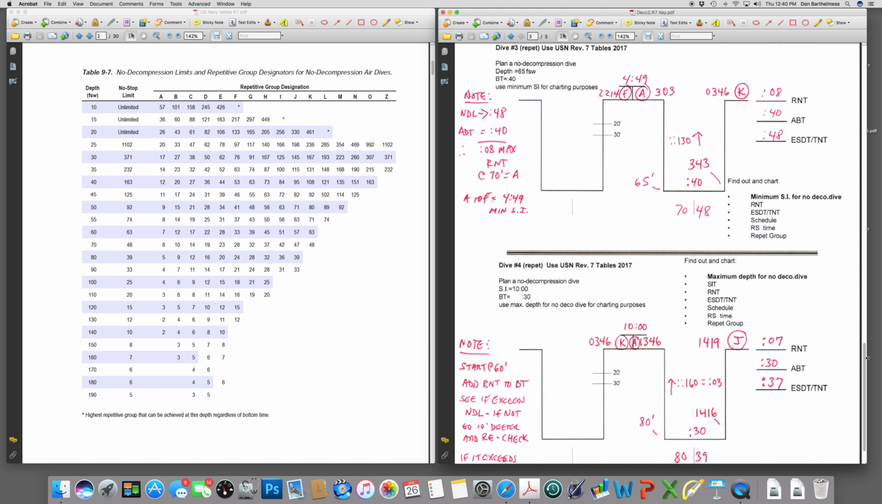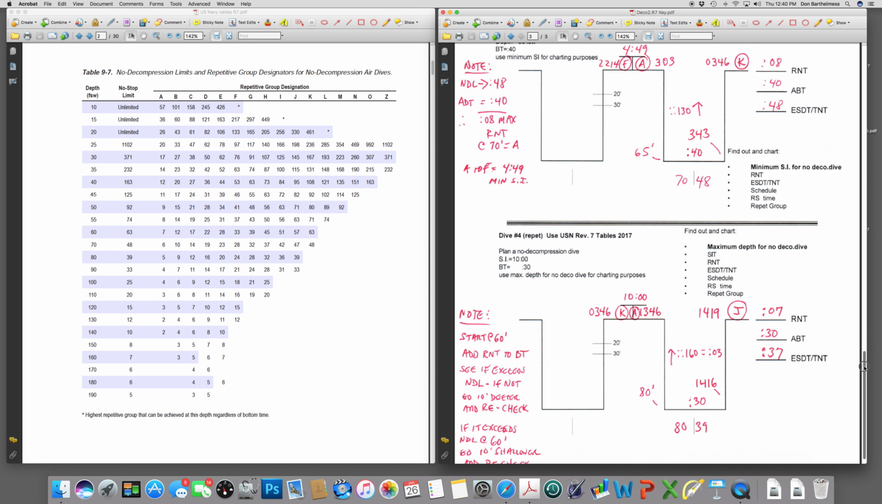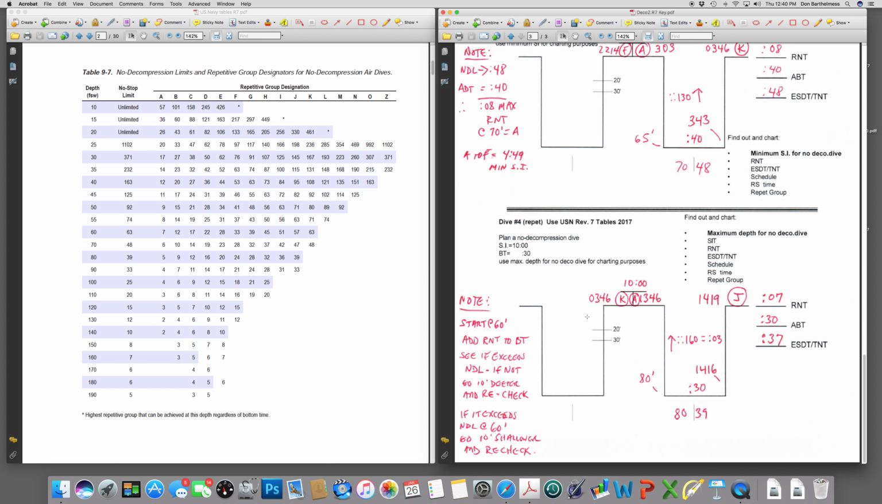Again, just like the prior example, this one tends to confuse students where to begin. And what I tell everybody to do, the first step is we can pick a repet group. So I'm telling you, you're on the surface for 10 hours.